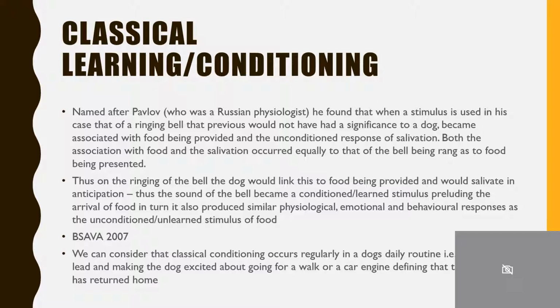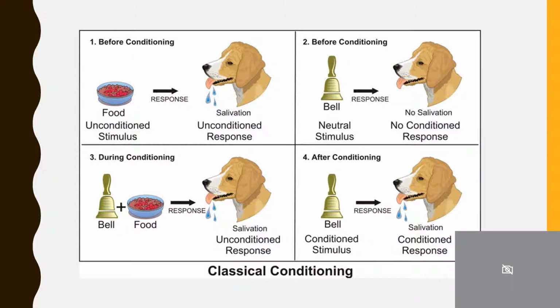We can consider that classical conditioning occurs regularly in a dog's daily routine, i.e. seeing the lead and making the dog excited about going for a walk, or a car engine signifying that their owner has returned home. The image provided depicts in pictorial form the explanation as provided on the previous slide.